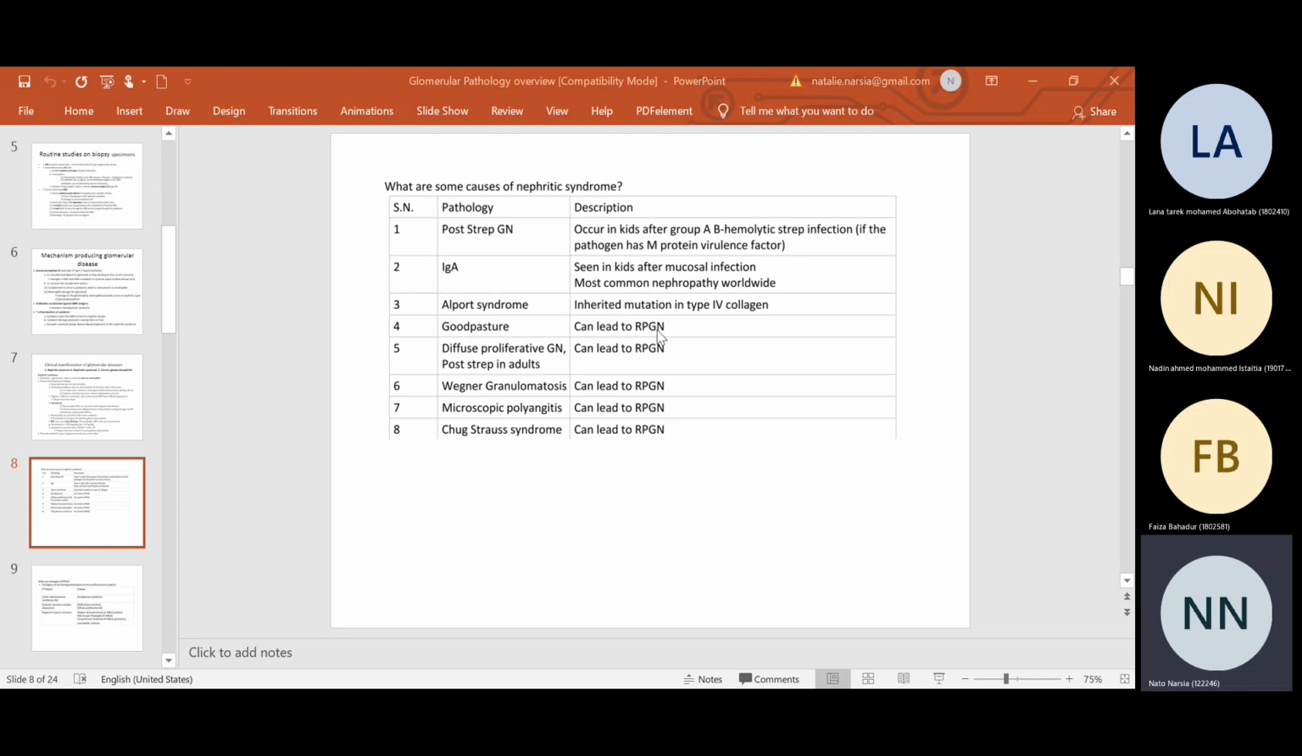And you see here RPGN, rapidly progressive glomerulonephritis. We will talk about rapidly progressive glomerulonephritis, and I mentioned already crescentic nephropathy is this. Okay, this is most severe. When a patient has rapidly progressive glomerulonephritis, we treat it with chemotherapy. It is a very, very severe condition.